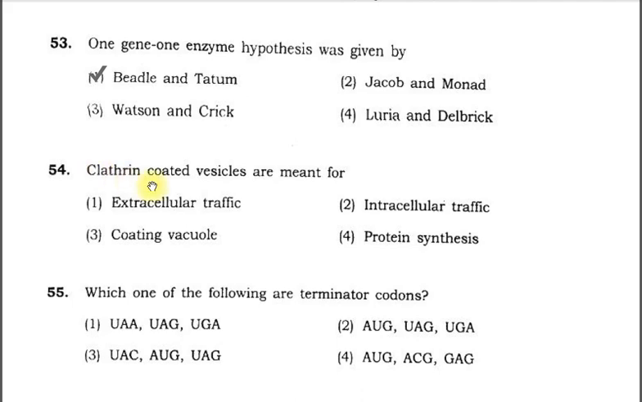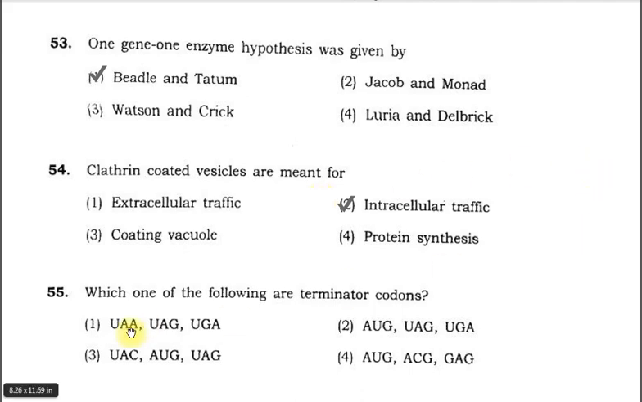Question number 54. Clathrin coated vesicles are meant for 1 extracellular traffic, 2 intracellular traffic, 3 coating vacuole, 4 protein synthesis. So here the correct one is option number 2, which is intracellular traffic. Intracellular traffic means transport of proteins from one organelle to a different organelle, the transport between one organelle and the other.